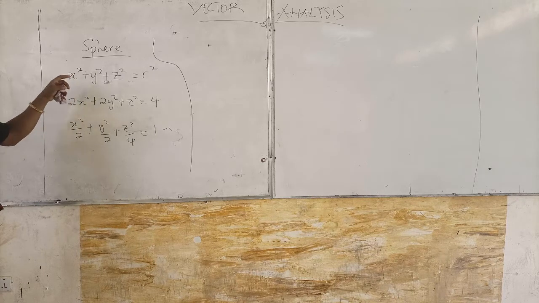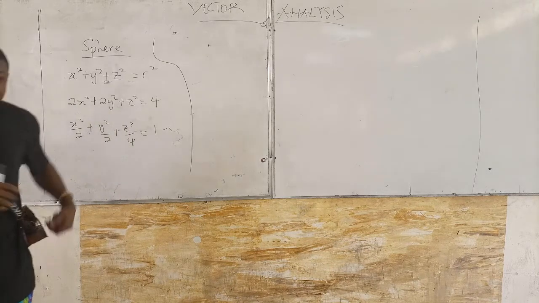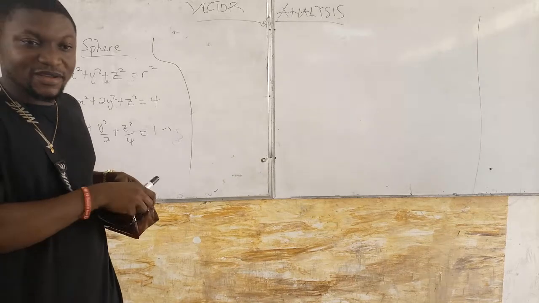There's a situation where it's not going to be centered at the origin. That one we can do it. Complete the squares, you can do it. Or you take one question on it. Yes. And you can be able to do it.